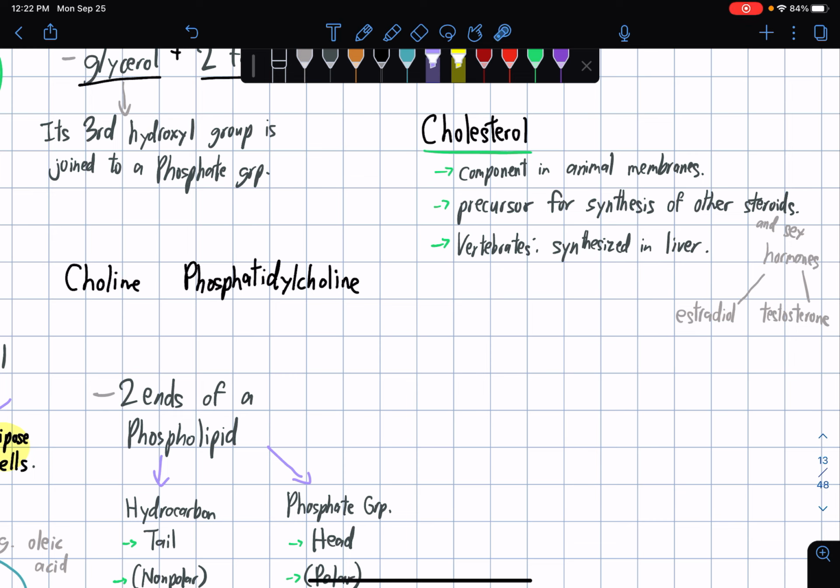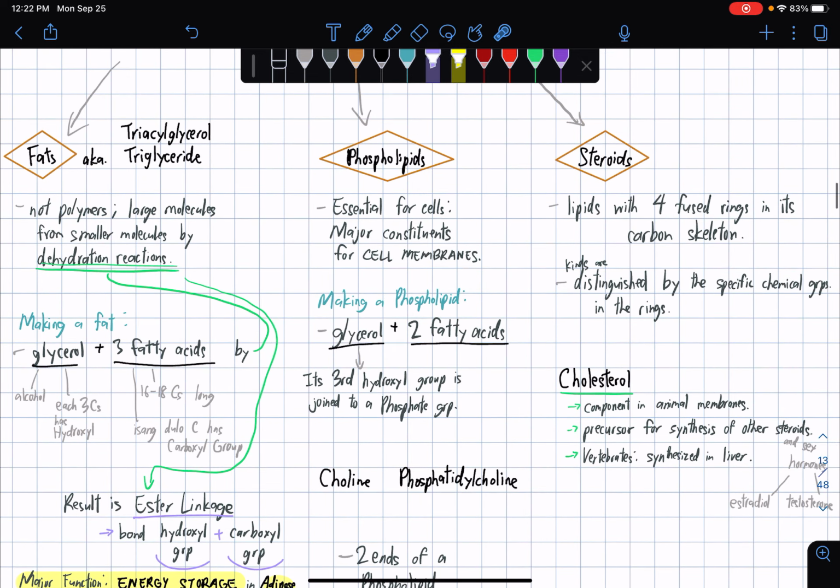For the synthesis of other steroids, as well as sex hormones, cholesterol is not only capable of making other steroids, it's also capable of making sex hormones such as estradiol and testosterone. I think testosterone is both for male and female, but for estradiol, this is something related to women's ovaries, if I'm not mistaken. So, yeah.